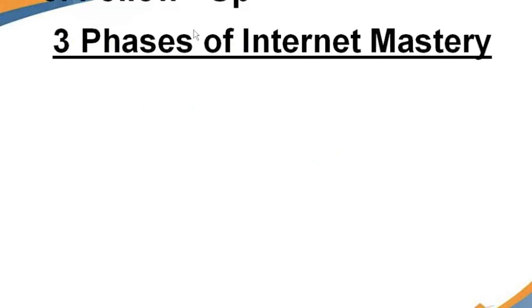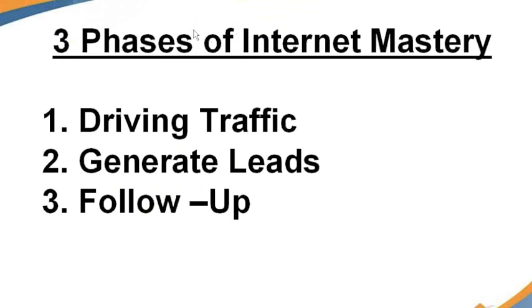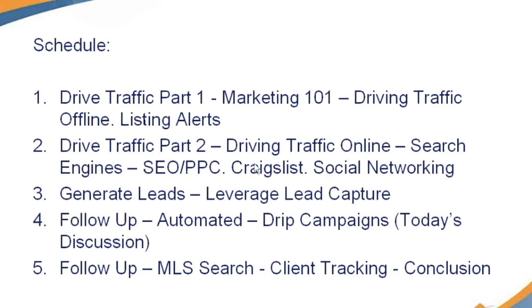The 3 phases of Internet Mastery, what we've been discussing here during the month of February, have to do with leveraging the Internet to actually get business and close transactions. There are 3 phases. Number 1, driving traffic: how to get people to come to your website. Then generate leads: how to use the tools on your website to capture information from the people that come in. And then follow up: how do we follow up with those leads that are generated so we can get appointments, so we can get clients, so we can get buyers and listings? Today we're going to be focusing mostly on follow-up. So this is where we are today.